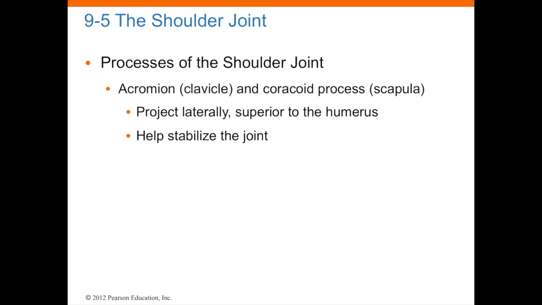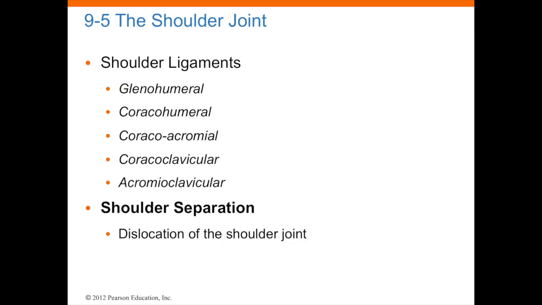The acromion process and the clavicle of the scapula help to project laterally to hold the humerus, or the arm, in place. The ligaments of the shoulder include the major five that are in front of you: glenohumeral, coracohumeral, coracoacromial, coracoclavicular, and acromioclavicular as well. A shoulder separation is an injury in which you have a dislocation of the shoulder joint due to tearing or stretching of any of these ligaments.